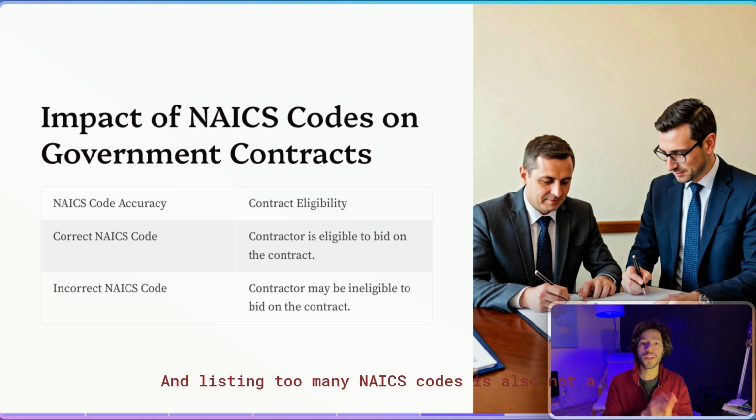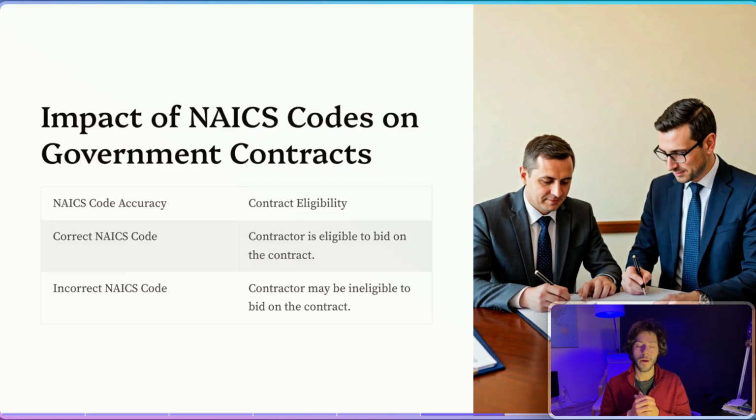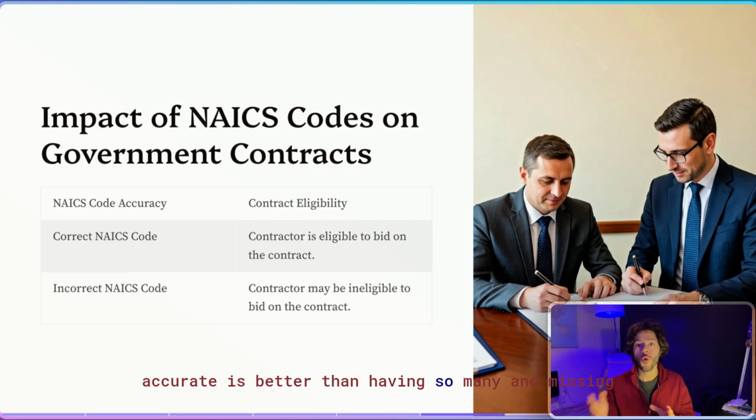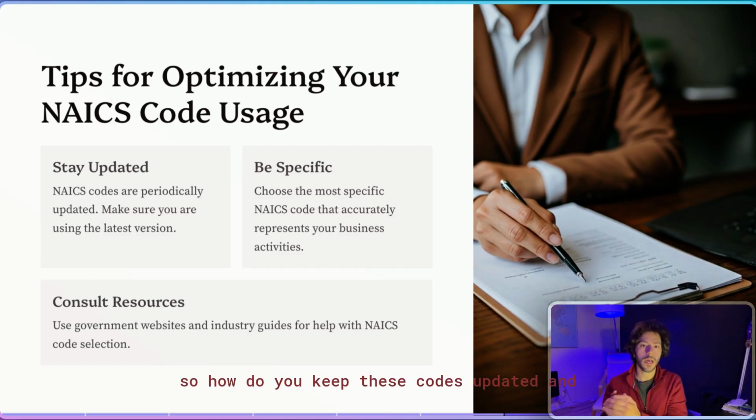And listing too many NAICS codes is also not a good look on you as a professional, and the contracting officer might see it as inconsistency in your biddings. So to have fewer NAICS codes that are more accurate is better than having so many and missing on some of them. So how do you keep these codes updated, reviewed and carefully chosen?